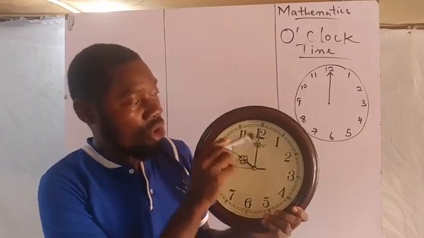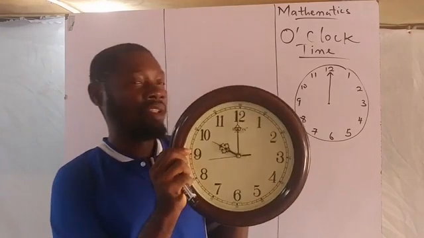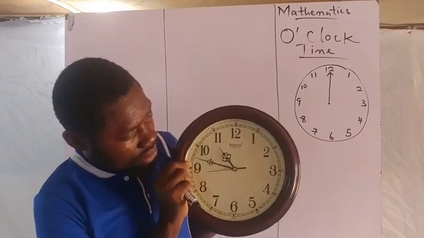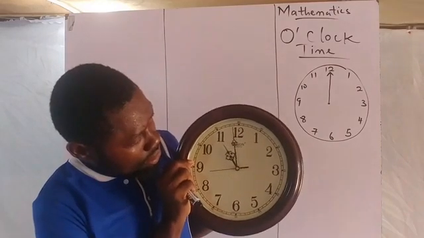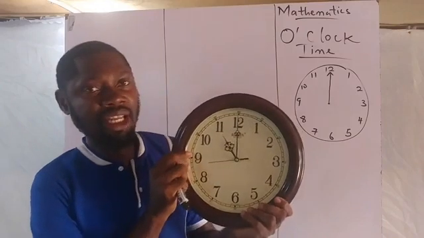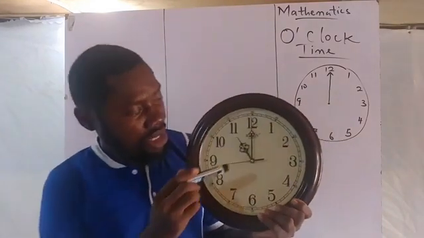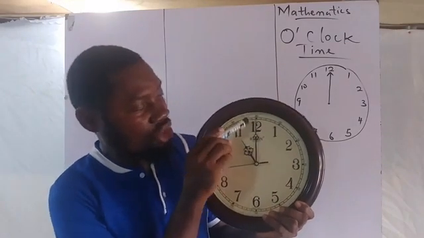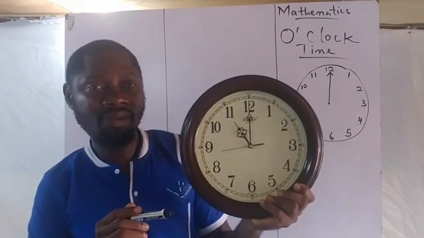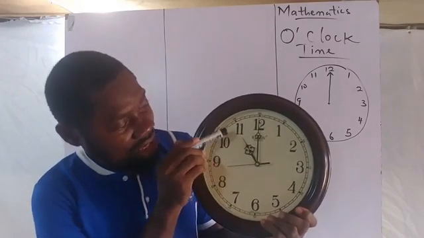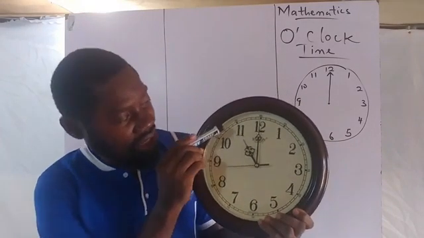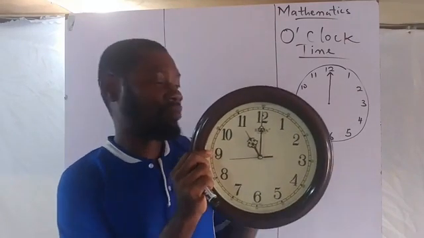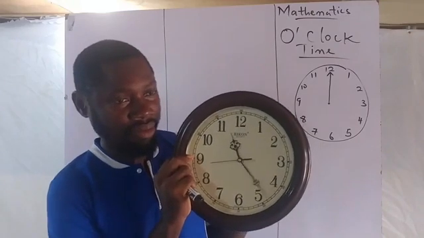Let me revolve the minute hand again. See, the minute hand is at 12 and the hour hand is at 11. The minute hand is facing 12 directly, as you can see, and the hour hand is facing 11. So this is 11 o'clock. Let me revolve again.